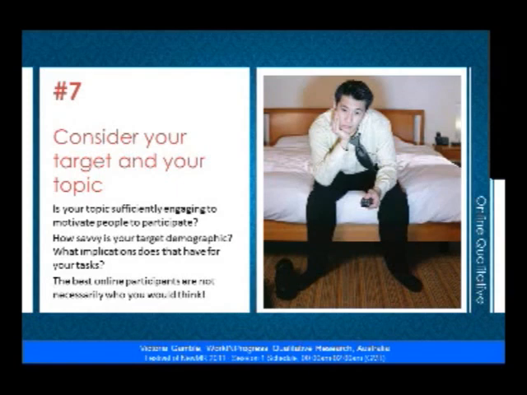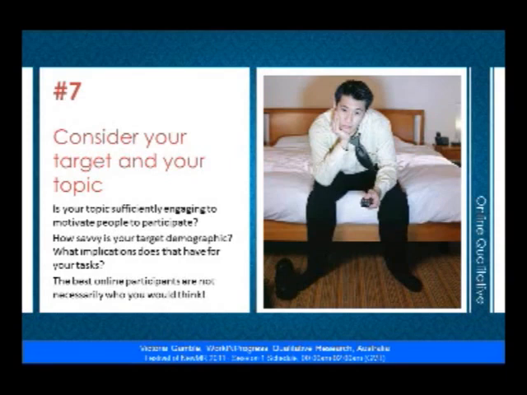And also, another thing to really think about is that the best online participants are not necessarily who you think. This speaks to a point on my next slide: I've heard a lot that you can only do online qual with youth or tech savvy people, and that's not necessarily the case.